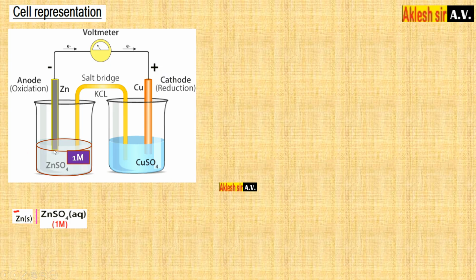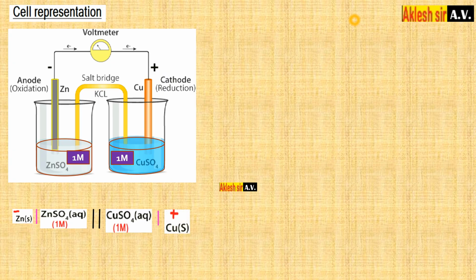Then this solution is connected to the salt bridge. The salt bridge is denoted by a double vertical line. This salt bridge is dipped in a copper sulfate solution whose concentration is 1 molar. And this copper sulfate solution is touched to what? Copper rod. So this is the copper, and the copper rod is positively charged.